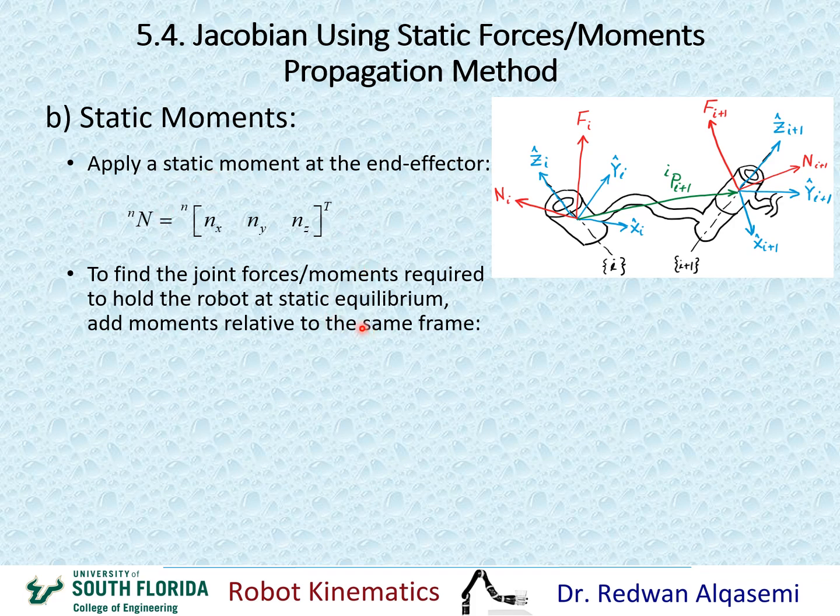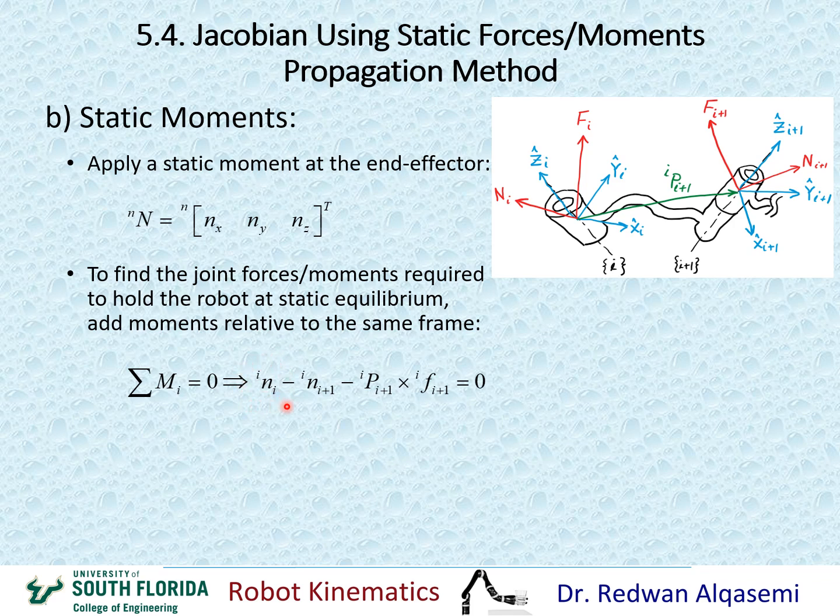Okay, so to do this, we will have to find the summation of moments about any one of these frames and equate that to 0. So we're going to do the summation of moments about frame i. So this is frame i. We take the summation of moments about frame i and equate that to 0. Now let's look at what are the moments acting on i. The first thing here we have Ni. So this Ni in reference to i is placed right here.